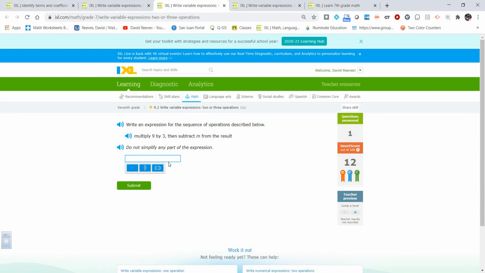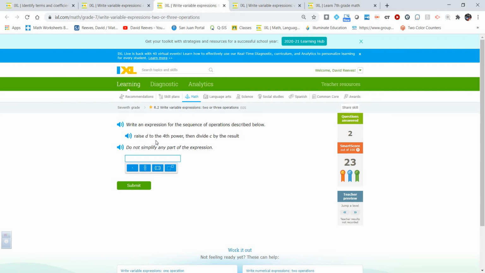Multiply 9 by 3 and then subtract m from the result. Now again, if I go 9 times 3 and then I go minus m, order of operations would say to multiply first and then subtract m. If I want to, I can decide to put parentheses, 9 times 3 in parentheses, minus m, and that is also correct. So the parentheses are kind of overkill, but you know, better safe than sorry.